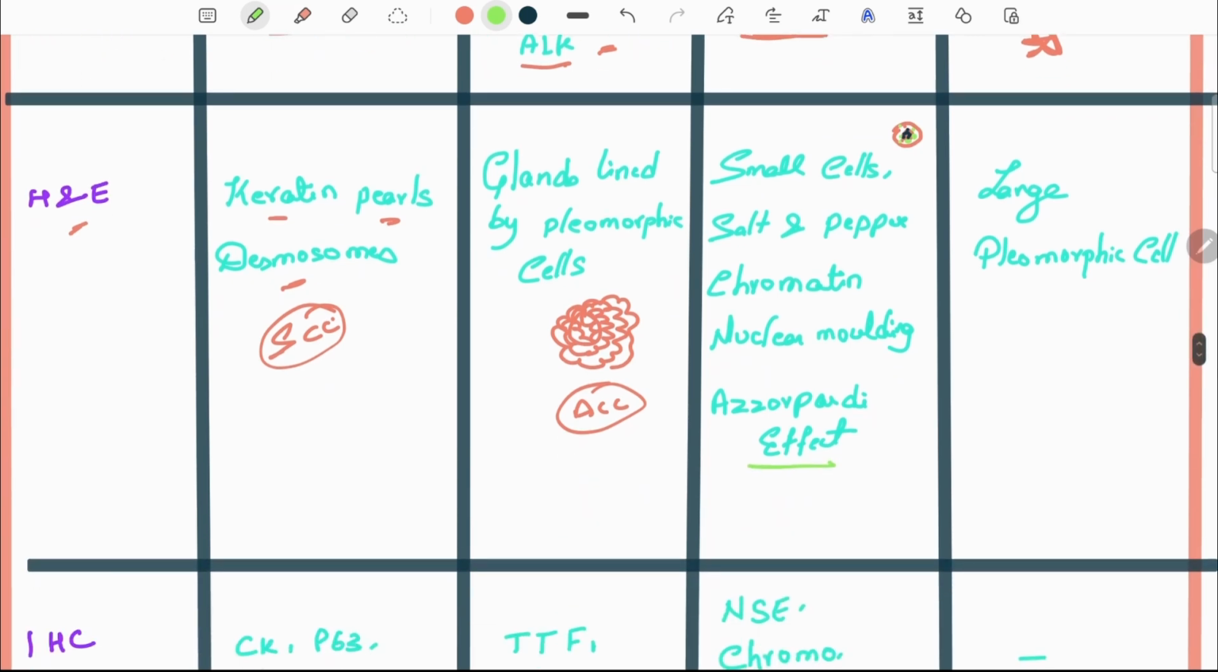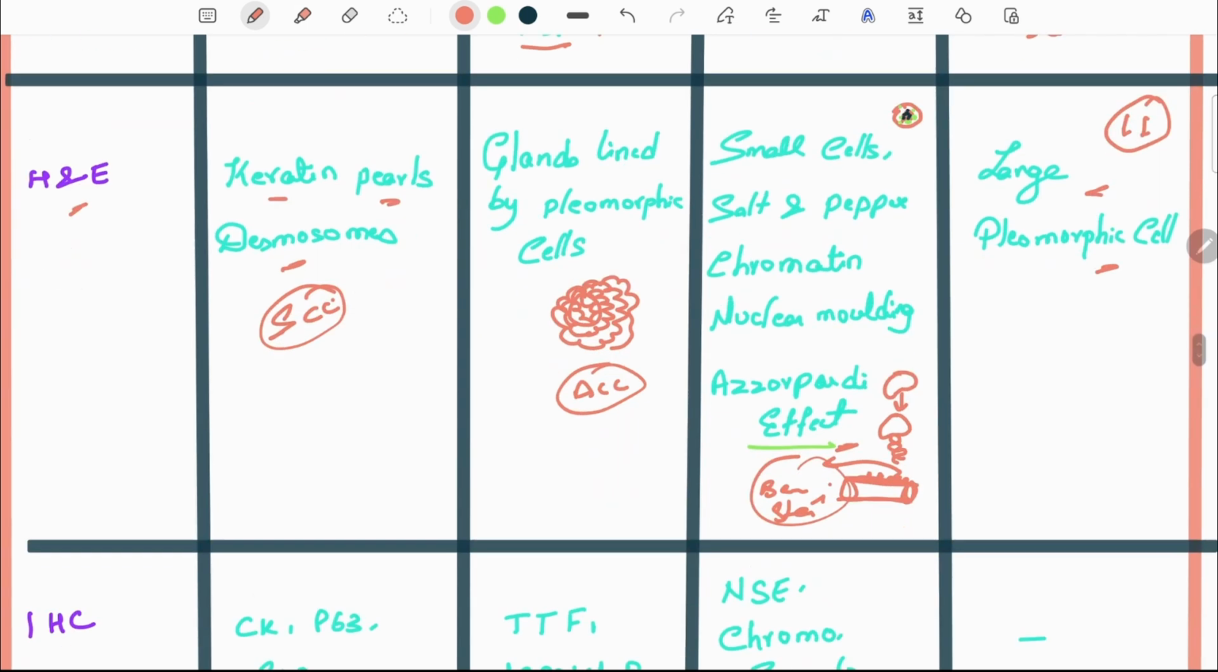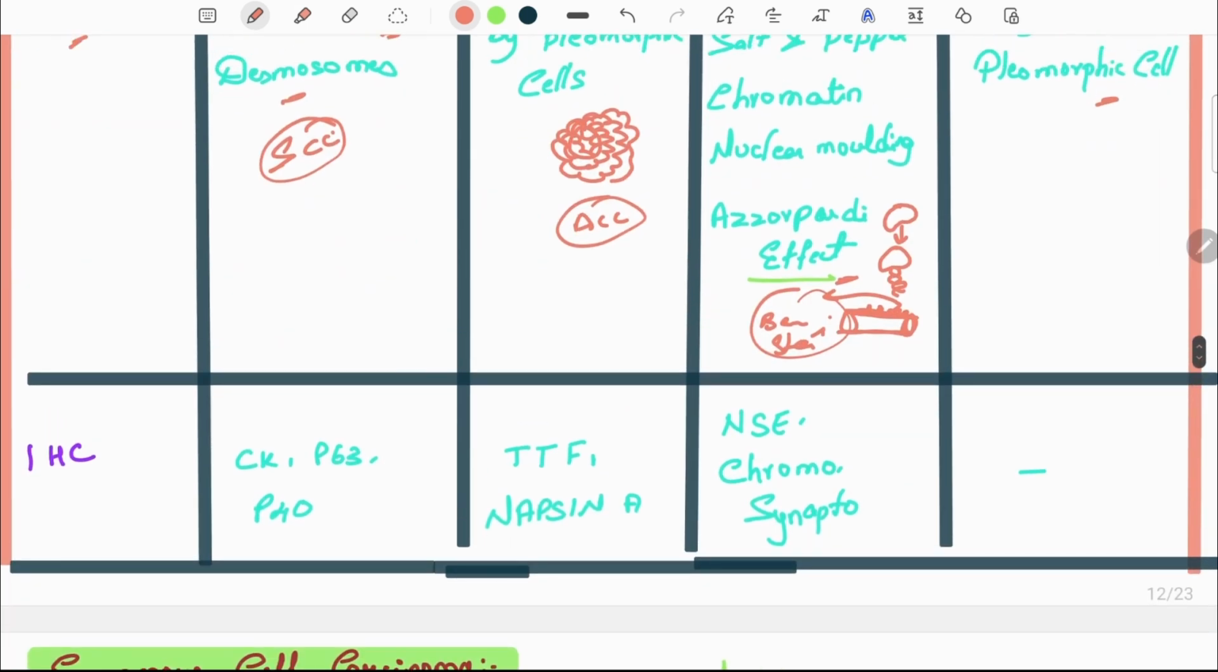What is this Azzopardi effect? In this, the lung cell becomes fragile, due to which it breaks, and due to this breakage the DNA comes out. This DNA will deposit in the walls of the blood vessels. It is deposited here, due to which they produce a basophilic stain or basophilic color. Okay, so this is the Azzopardi effect. And in large cell carcinoma, we see large pleomorphic cells and IHC markers. This is the last difference.